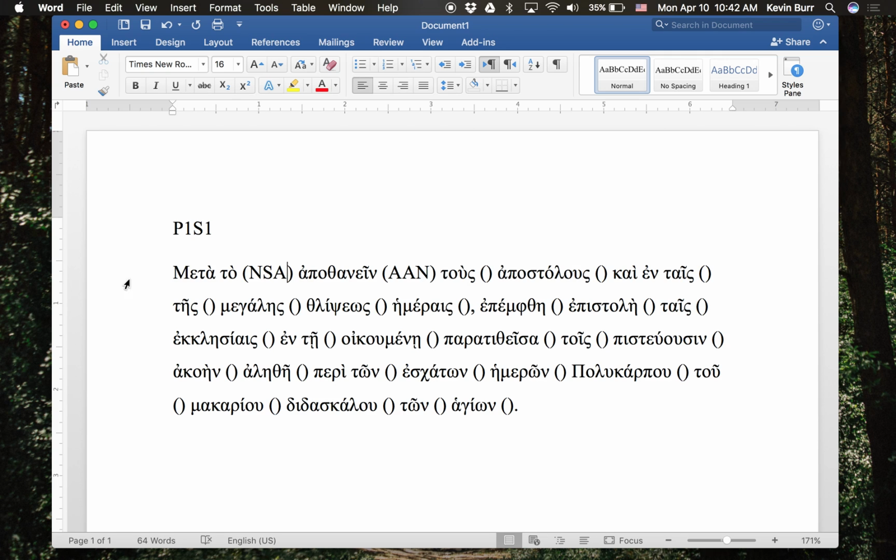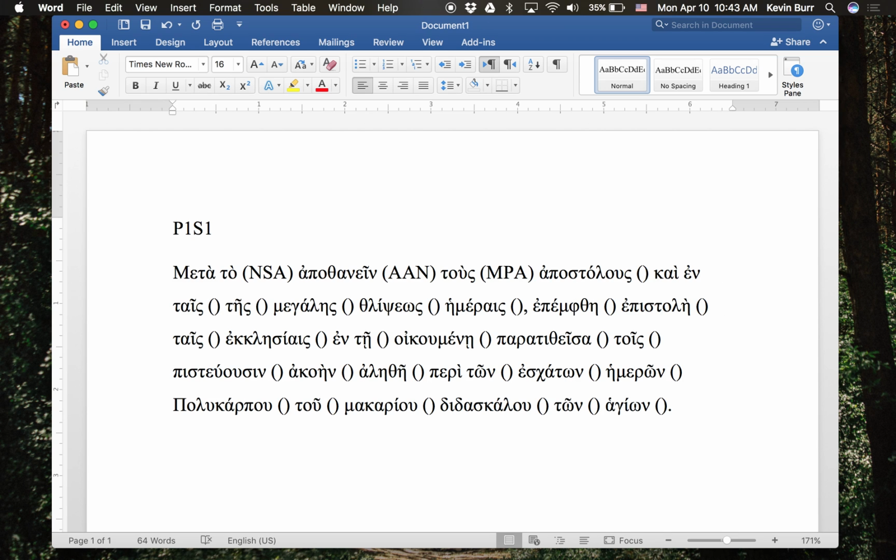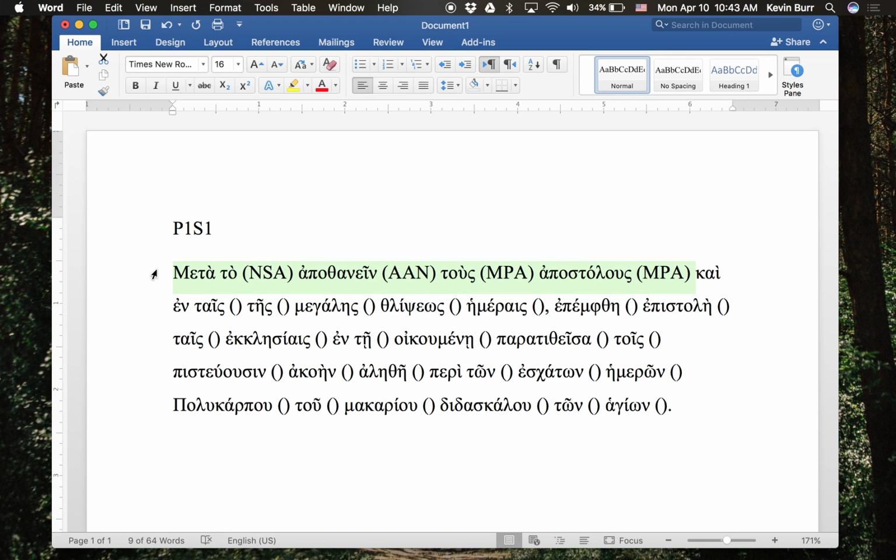So after somebody died, let's find out who. Tous apostolous. Remember that the subject of your infinitive occurs in the accusative case. What we have here are masculine plural accusatives, tous apostolous, because the article has to agree with the noun which it modifies. So our first phrase is going all the way from there to here: after the apostles died. That's the first phrase.